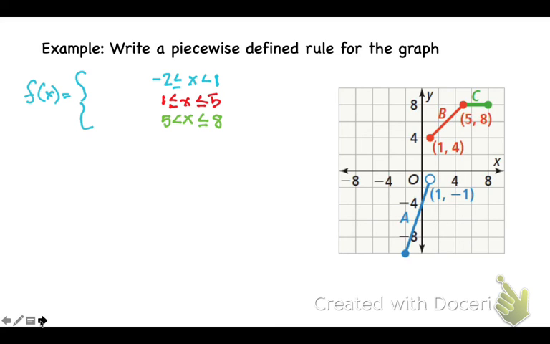So I want to start with green because that looks easy. What kind of a line is green? It's linear, but it's what?